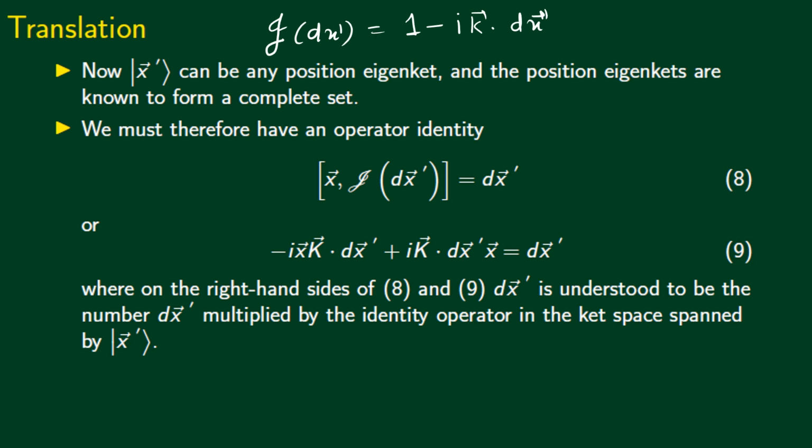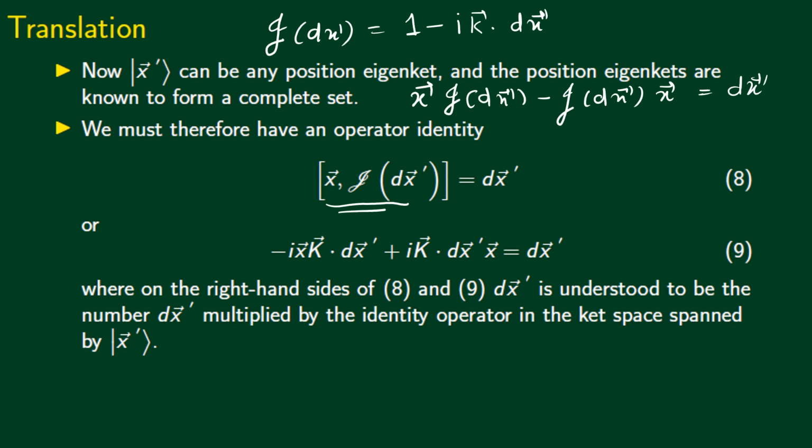Now we make use of this form in this relation. We can write this, which is nothing but the commutator, as x vector multiplied by J of dx vector prime minus J of dx vector prime multiplied by x vector, is equal to dx vector prime. That's this relation. Now I substitute J of dx vector prime equal to the identity operator minus i k vector dot dx vector prime. So let's calculate the left hand side first.